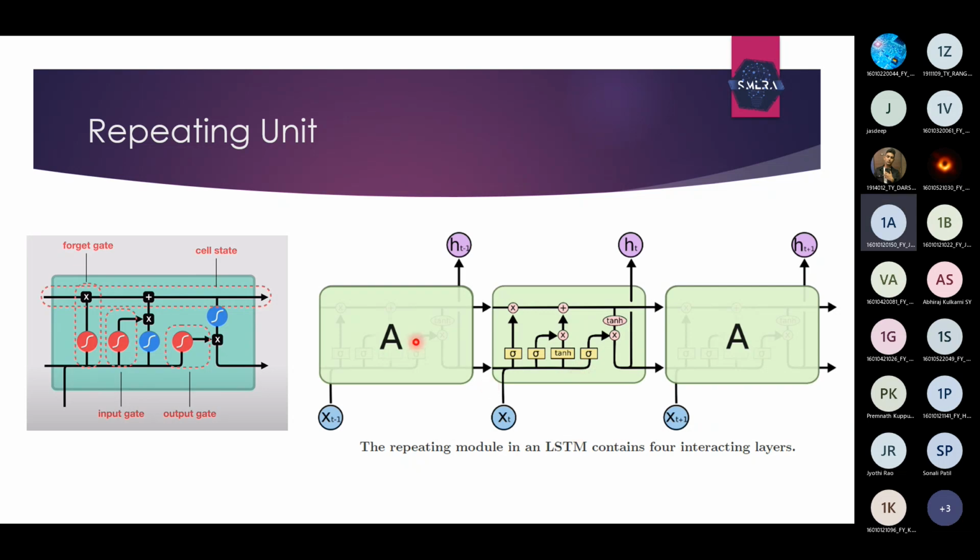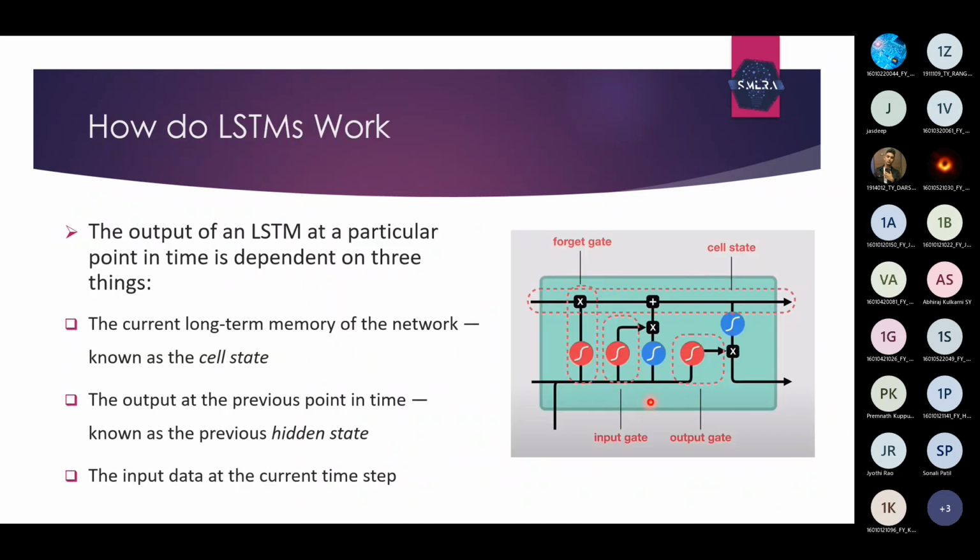And this is the architecture. This is a repeating unit, and it is repeated like this. If you can see, this is the input, and this is the hidden state. Something is happening over here, which I'm going to explain. There are 4 interacting layers: layer 1, layer 2, layer 3, layer 4. I'm going to explain this.